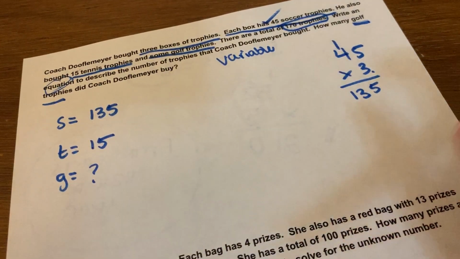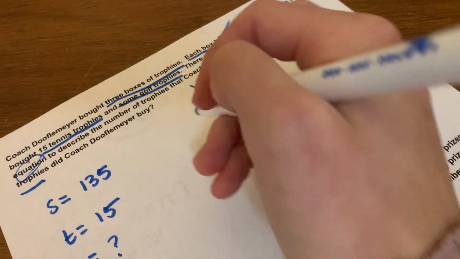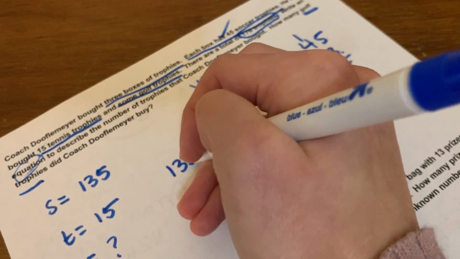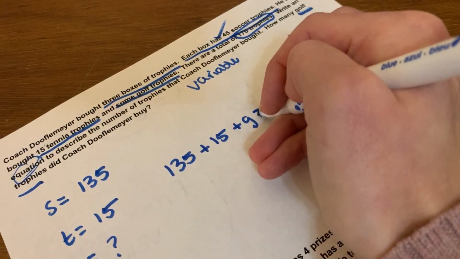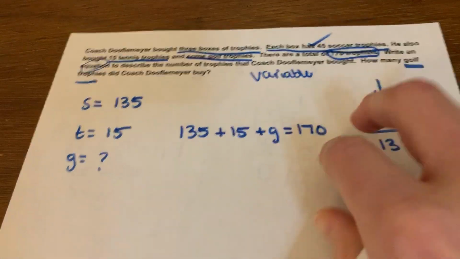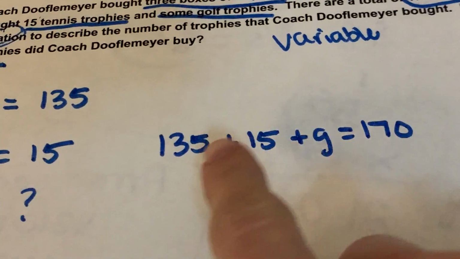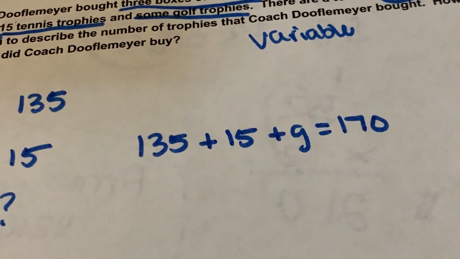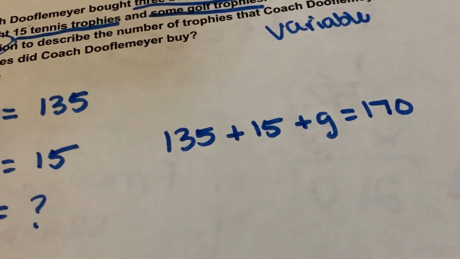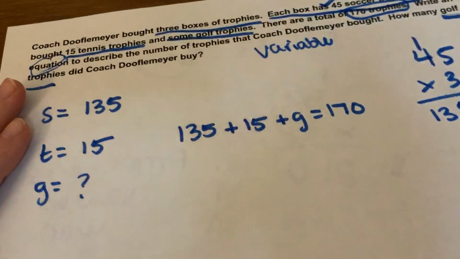And now we know, though, that we have 170. So I can say 135 plus 15 plus G equals 170. So that's where that variable comes in. They want you to add it all and put a variable in for that missing number. We know that our total is 170, but we need to go ahead and figure out how many of those 170 are golf trophies. So I'm going to go about and solve this.